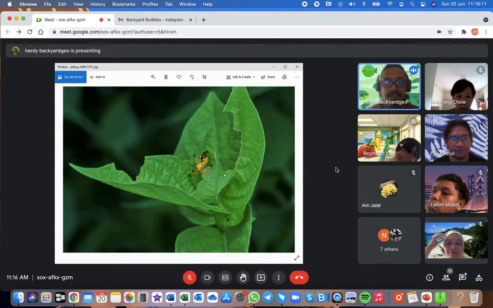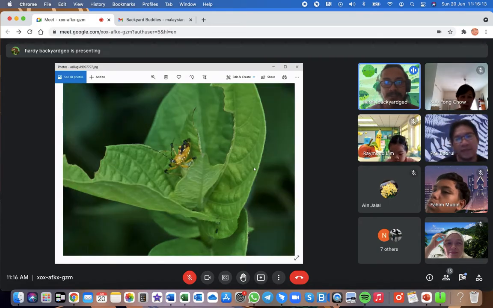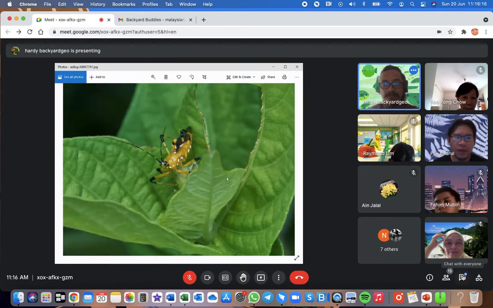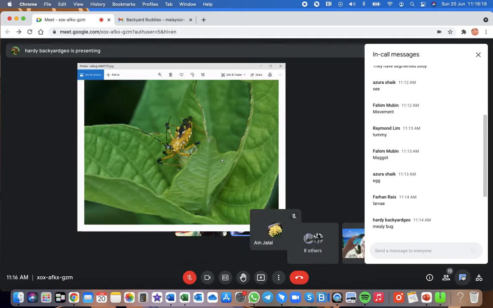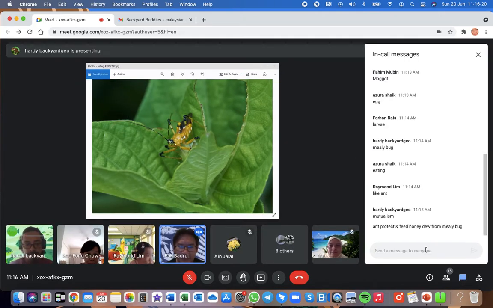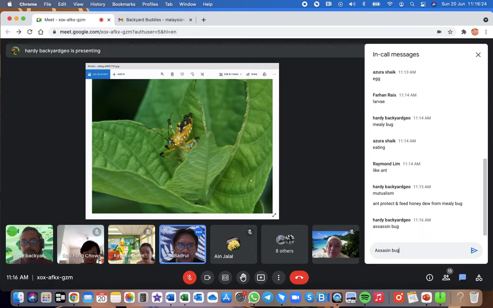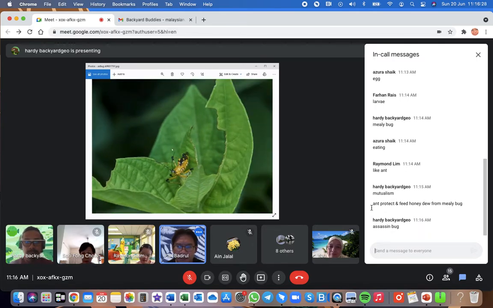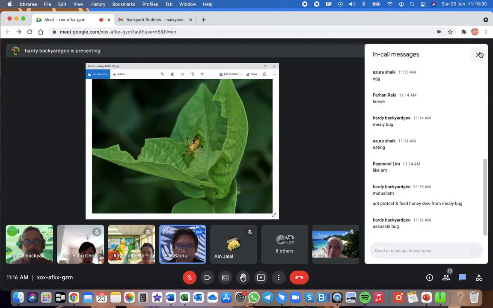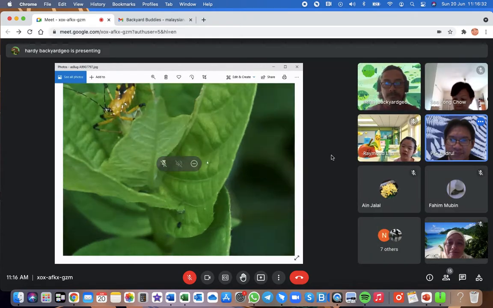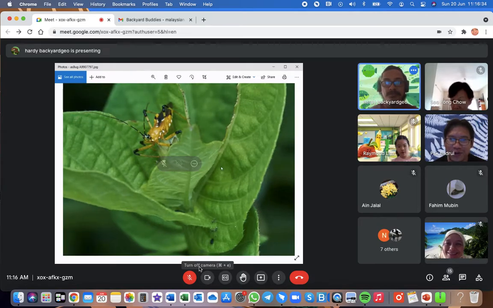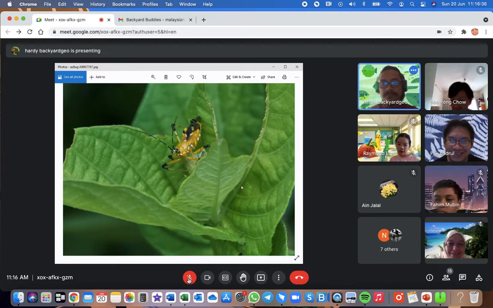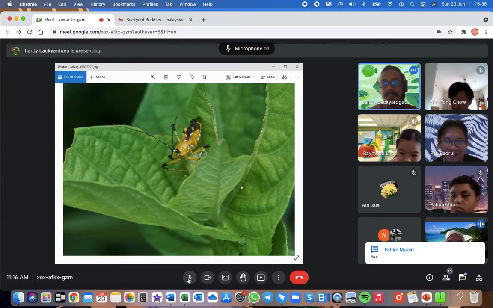Okay, I think Uncle Bud has a very good question for you. Can you look at the leaf? The leaf seems damaged, right? So do you think that the assassin bug did it? Yes or no? Yes, no. Come on, everybody, don't be shy.